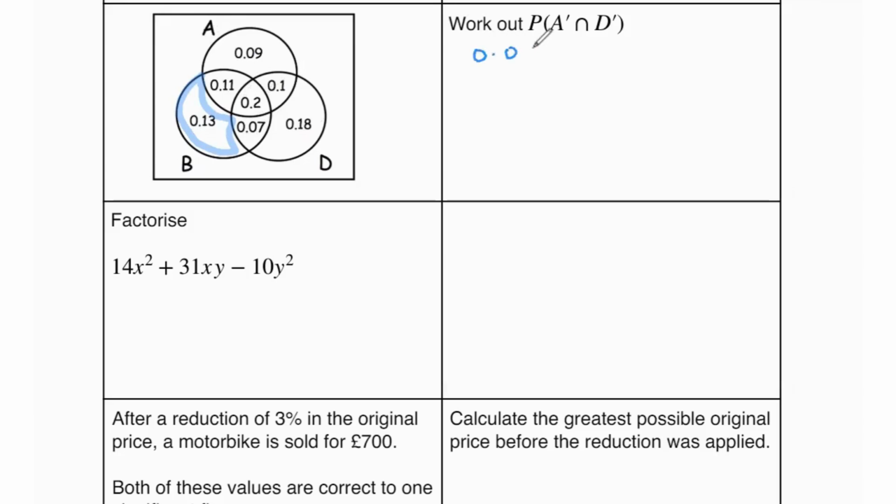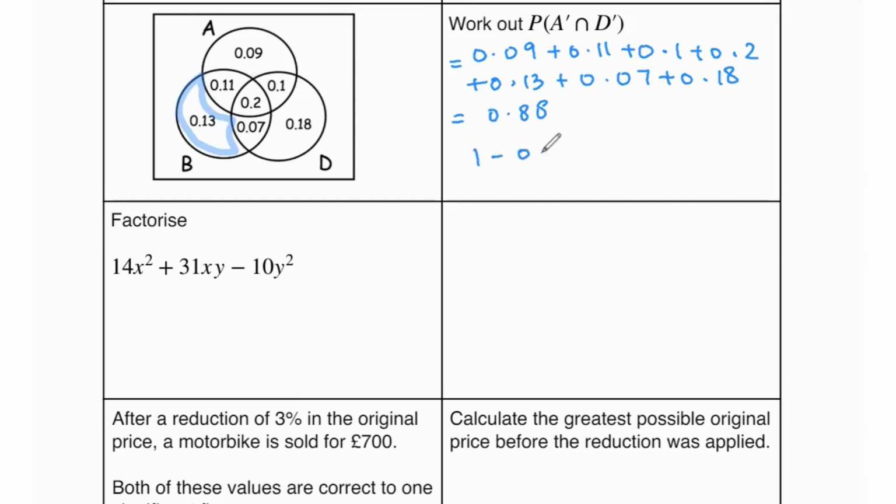Because if they don't, that means there's something outside over here as well. So we're going to add 0.09, 0.11, 0.1, plus 0.2, plus 0.13, plus 0.07, and plus 0.18. Now this adds up to 0.88, which is less than 1, which means if you subtract 0.88 from 1, that's going to be 0.12. There's something outside over here, which is the probability of the event that's not a part of A, B, or D. So that's 0.12.